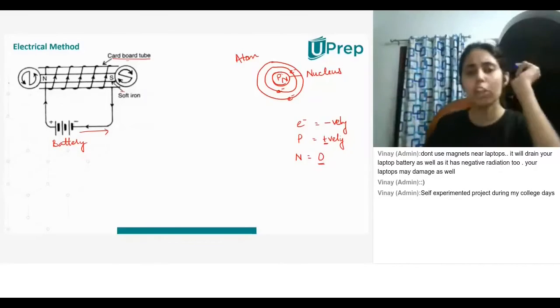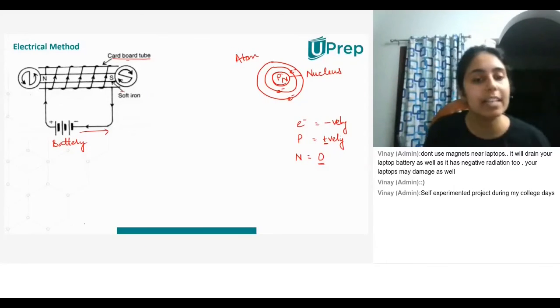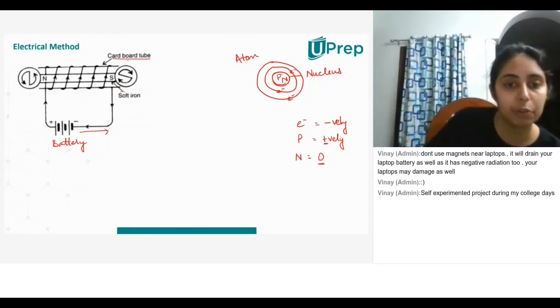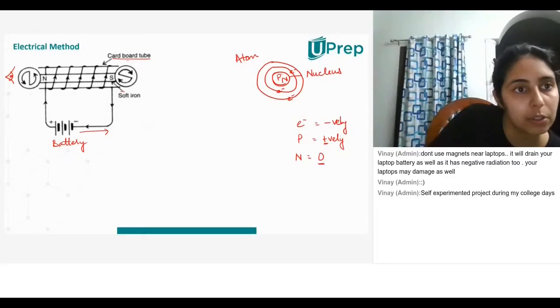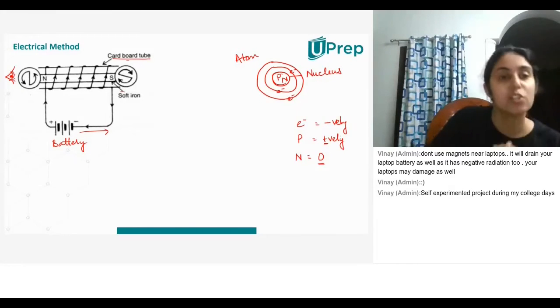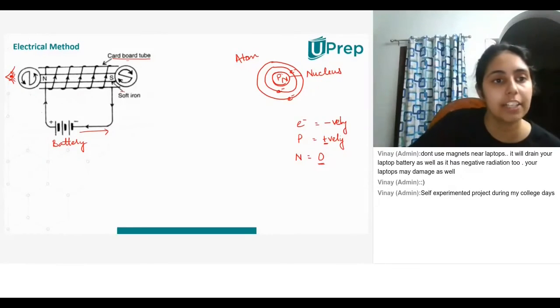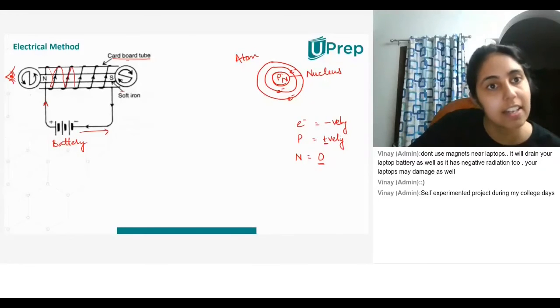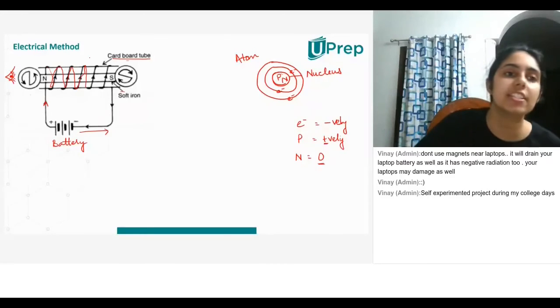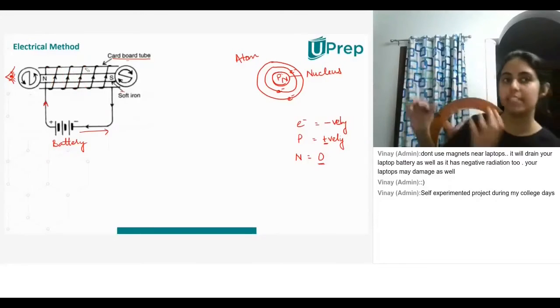So let us say you guys put your eyes over here, and you are watching this. In which direction do you see the current flowing? Current is starting to flow over here and then it will go like this and like this and like this. So in which direction is the current flowing when you are looking from this side?